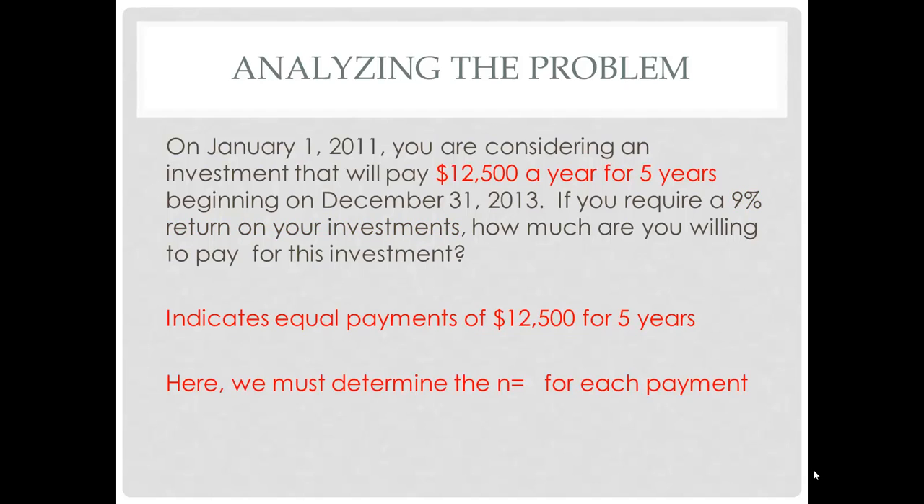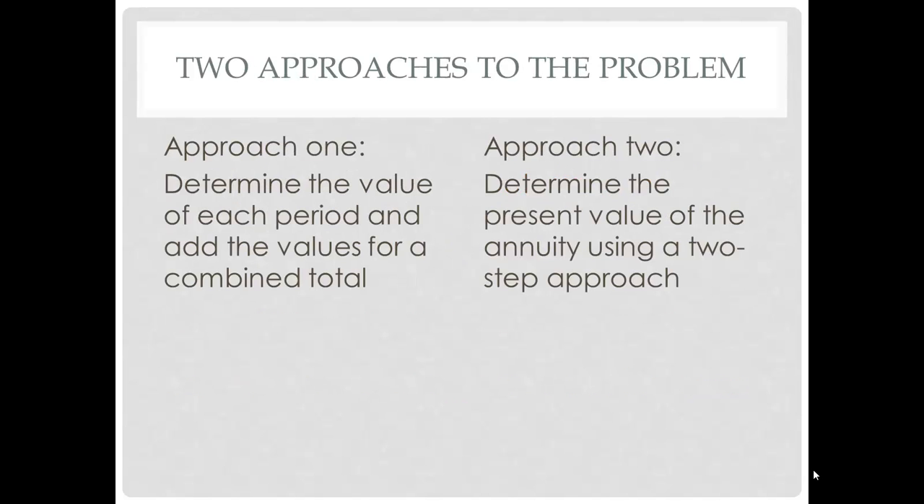$12,500 a year for 5 years indicates equal payments of $12,500 for 5 years. Here we must determine the N for each payment. Now there are two approaches to this problem. The first approach is to determine the value of each period and add the values for a combined total. The second approach is to determine the present value of the annuity using a two-step approach.